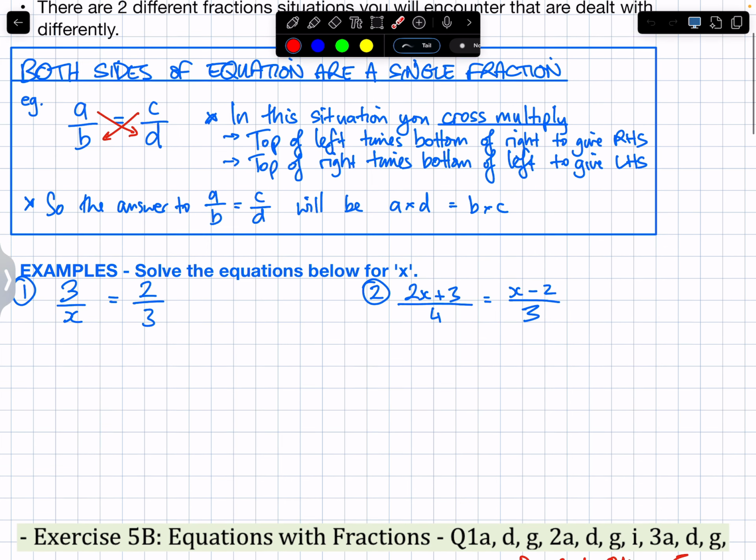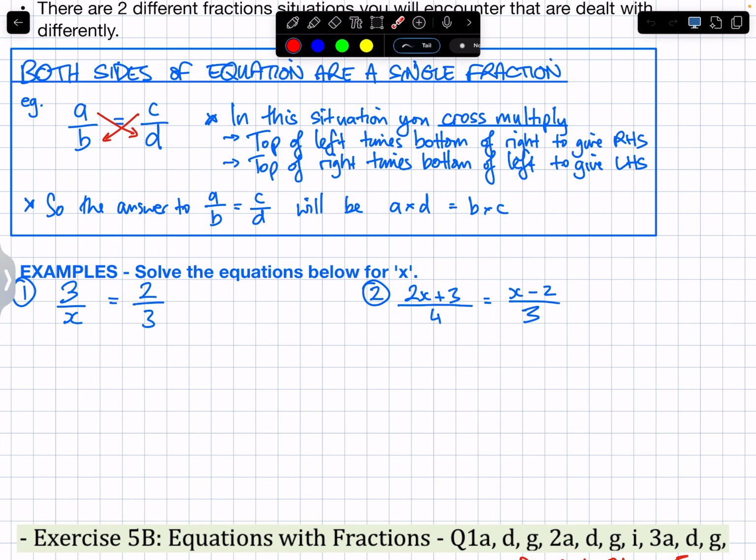All right, can we have a try at that first example there? Let's have a look. Is there an equal sign? Yep. And what's on the left-hand side? One fraction. What's on the right-hand side? A fraction. So how do I cross multiply in this easy scenario? 3 gets multiplied by that. 2 gets multiplied by that. So your answer for the left-hand side is going to be 2 times x, which is 2x. And your answer for the right-hand side is going to be 3 times 3, which is 9.